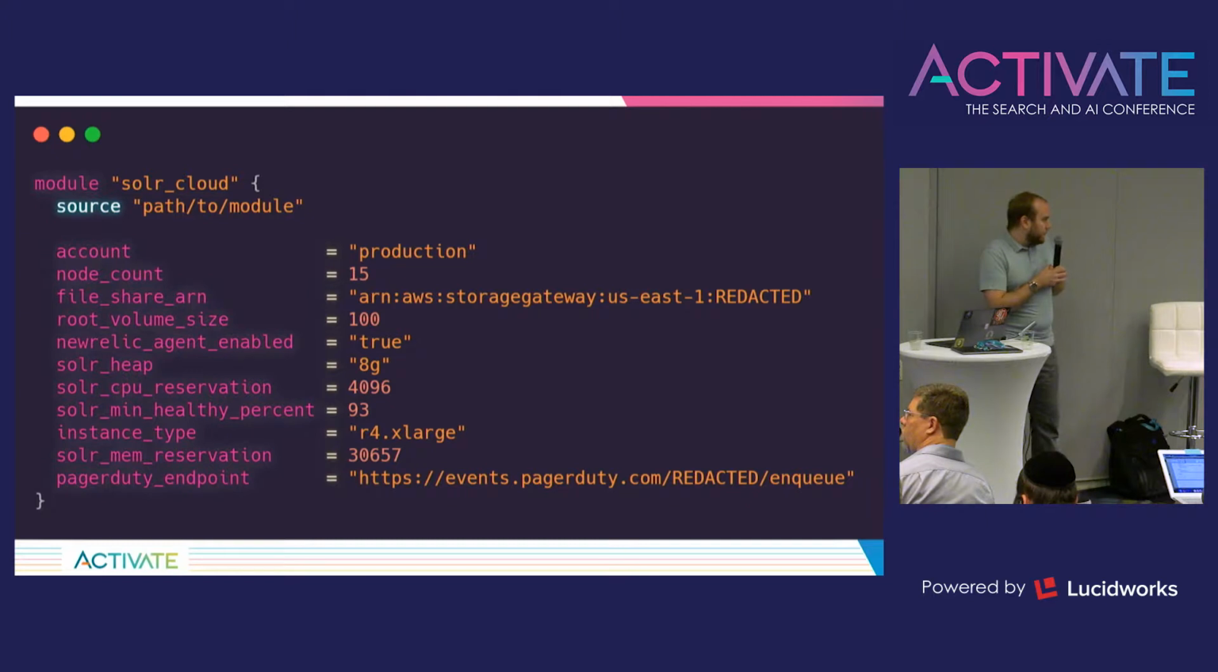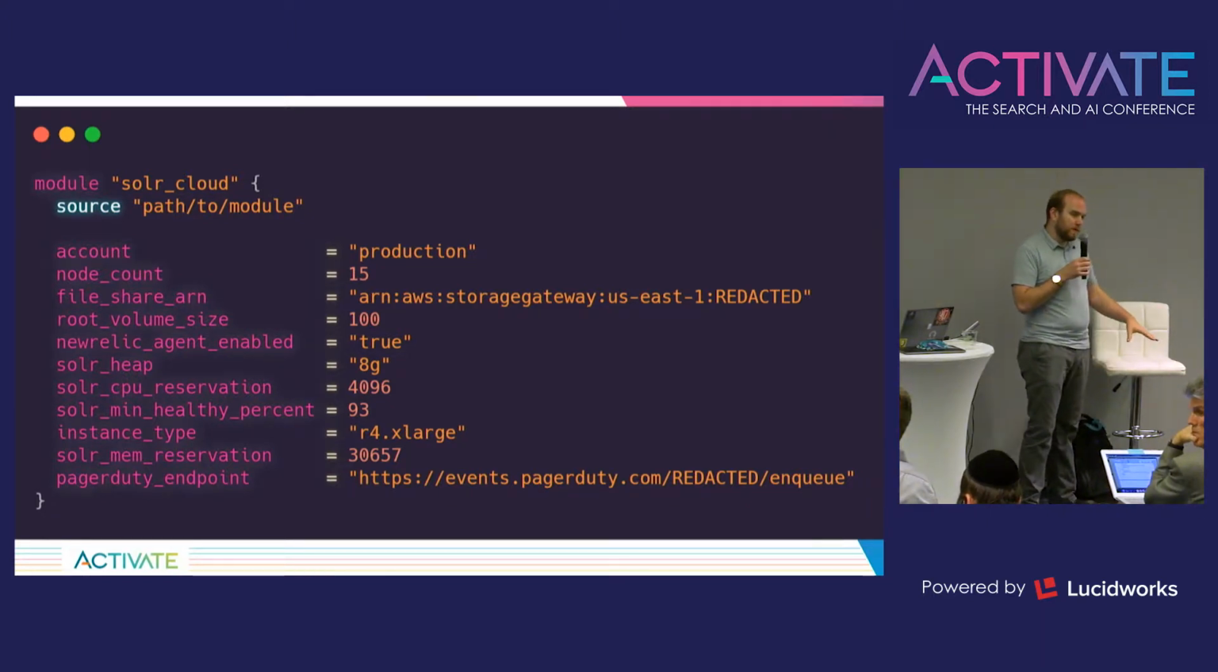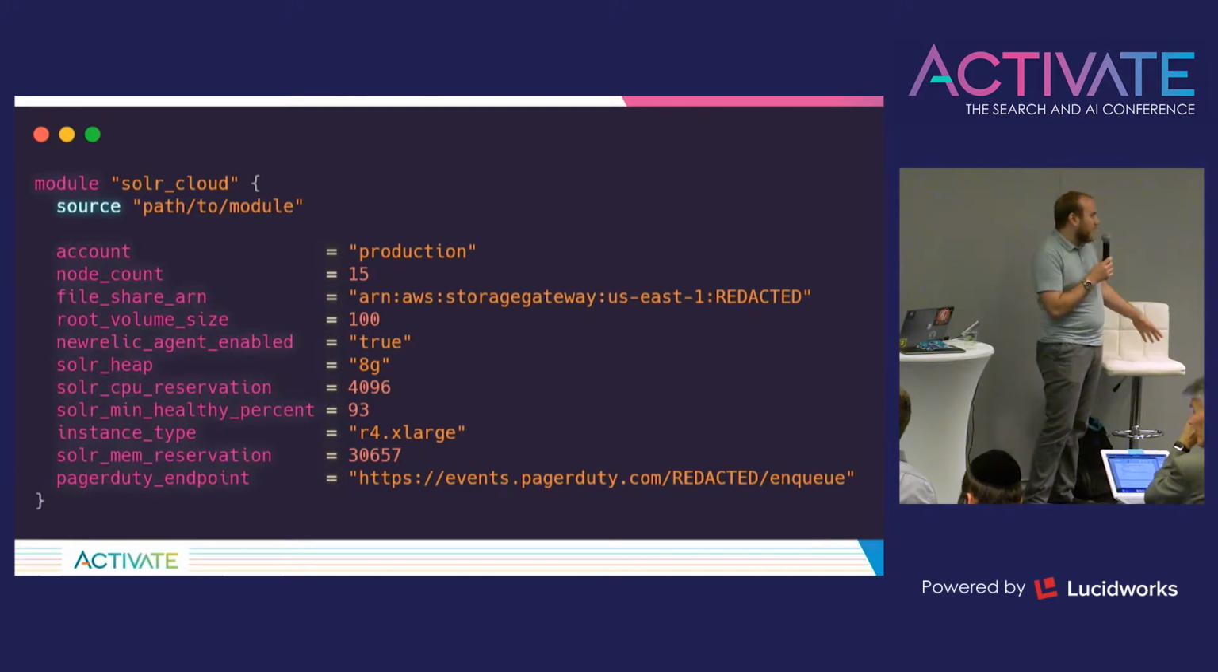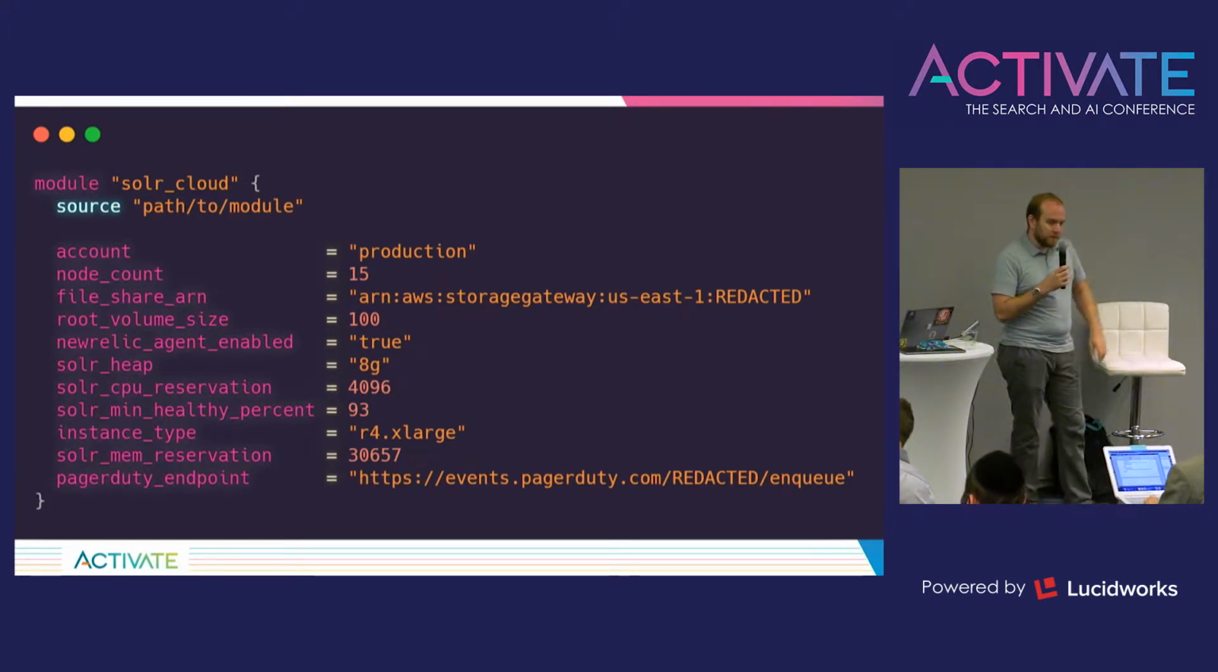Ultimately, this gives us a really nice view of what we have running in our SolrCloud environment. And this is all configurable. So if you need to add more heap, provision more CPU, or provision more memory, you can just change these, run Terraform apply, and it'll go do its thing and update it.